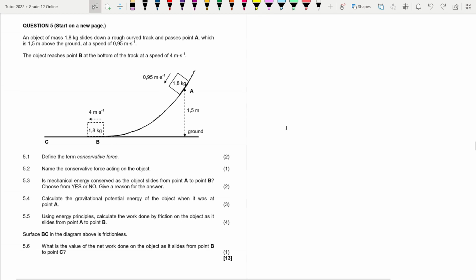Now the first question is, and I want to hear these ones from you guys. 5.1, define the term conservative force. Anyone want to take this one? It is a force in which the work done by the force does not depend on the path taken. Yeah, I hope everyone knows these things by now. 2 marks for every question, sometimes 2 of them.